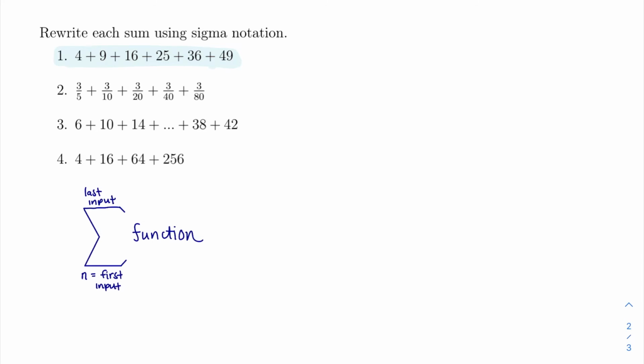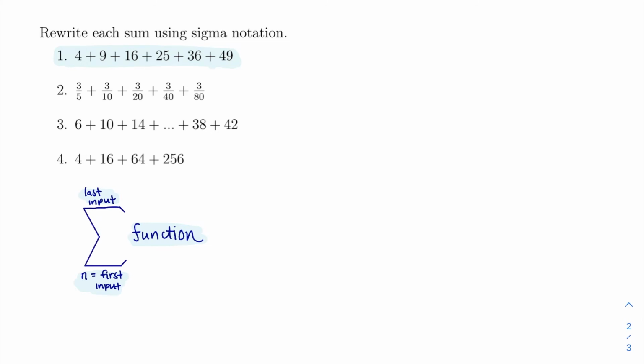So to write a long sum in sigma notation, we need three things. We need to identify the first input, which is oftentimes 1 when we find an arithmetic or geometric pattern, but it doesn't have to be. We need the function, which is the equation that represents the pattern we see. And then lastly, we need our last input. If you can find those three things, you can write a sum as a summation in sigma notation.